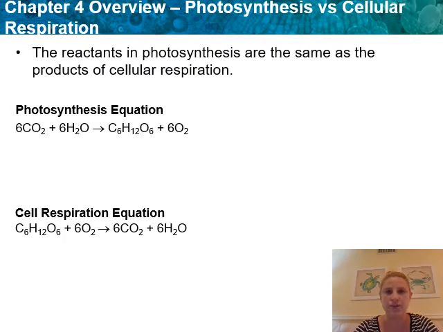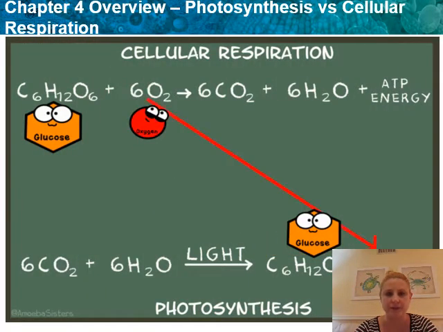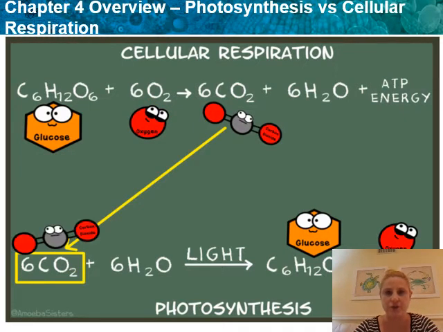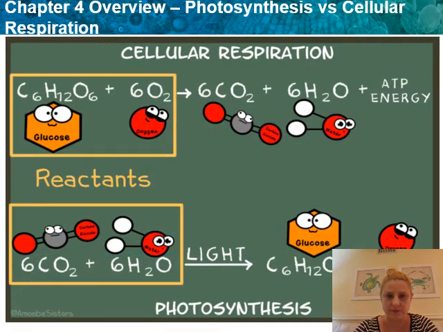Here's a slide that I showed you when we talked about cell respiration. The reactants in photosynthesis are the same as the products of cellular respiration. So look at those equations. Remember, I told you to memorize them, but if you just memorize one of them, you will just flip it around and you have the other one. So if we look here, you can see how they're related. I've got up top the equation for cellular respiration that's showing you where each of the things are, and on the bottom is photosynthesis.